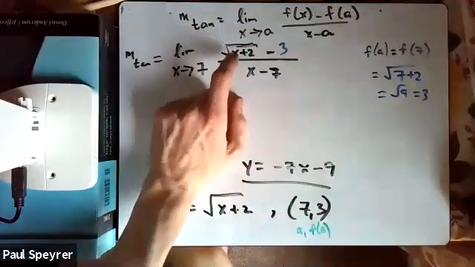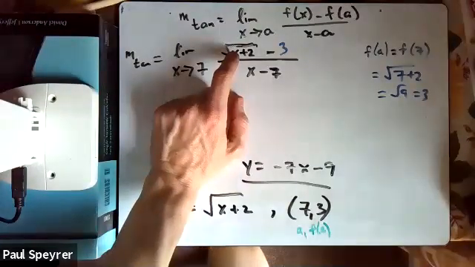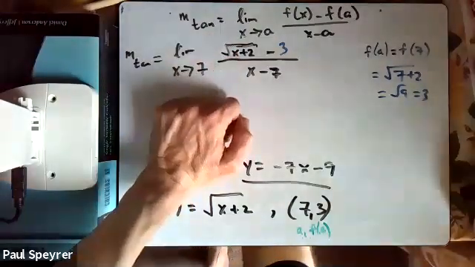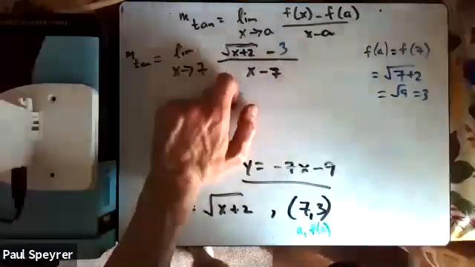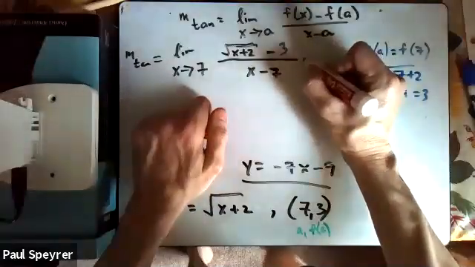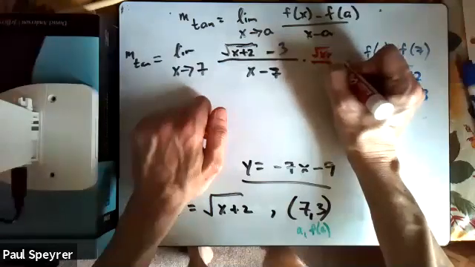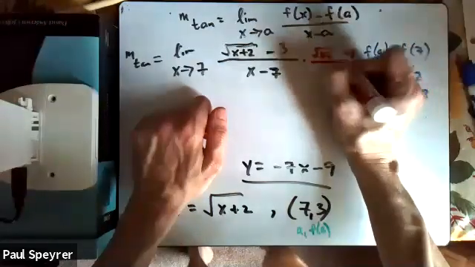Well, remember when you had the root or some kind of root, the trick was to multiply by the conjugate, right? Got to multiply by the conjugate of that root. Well, the conjugate in this particular case is the square root of x plus 2 plus 3, right?